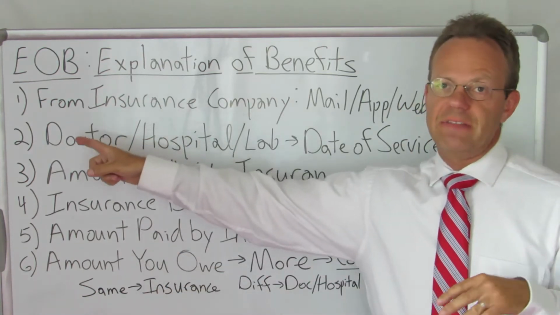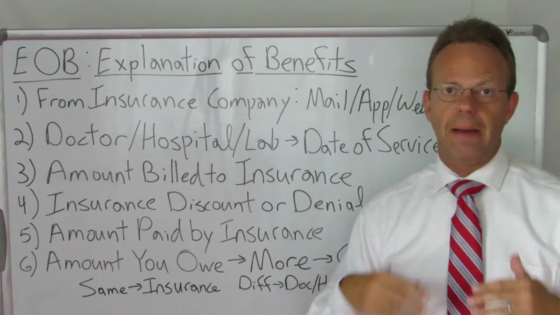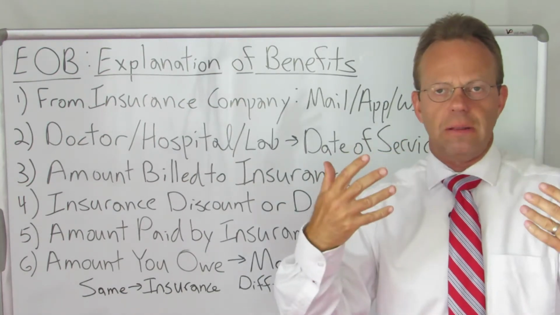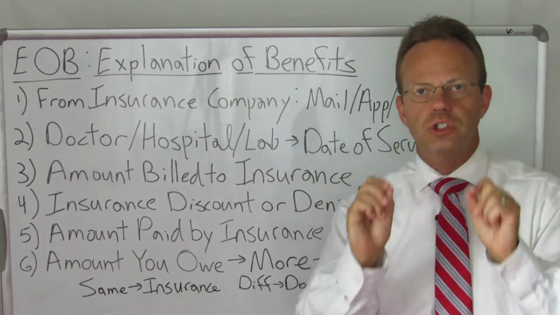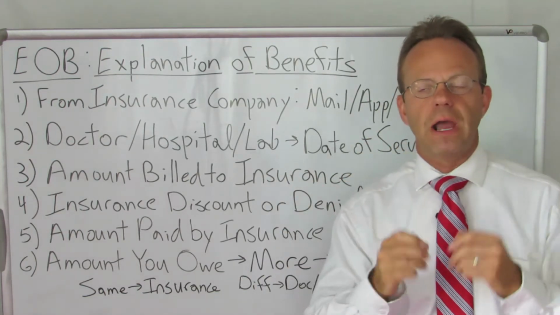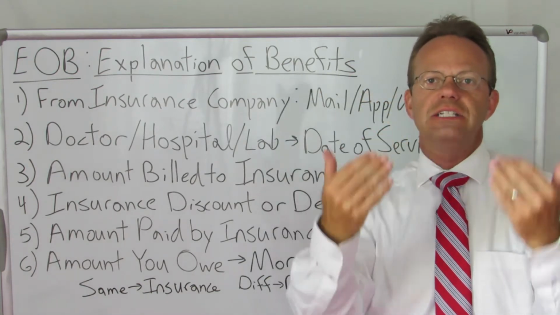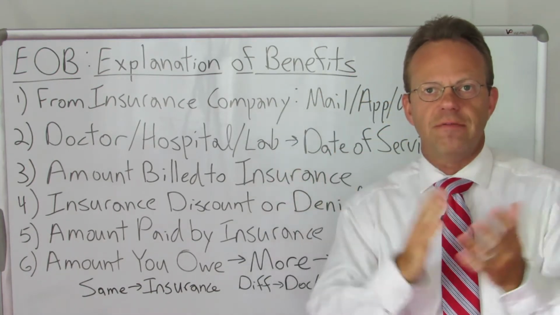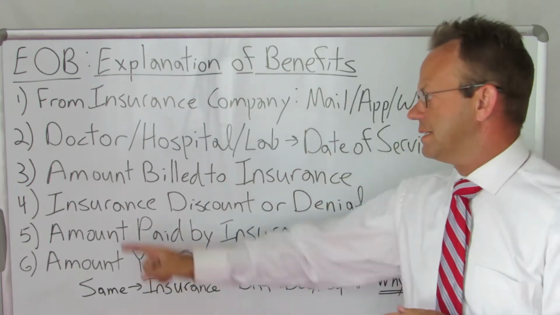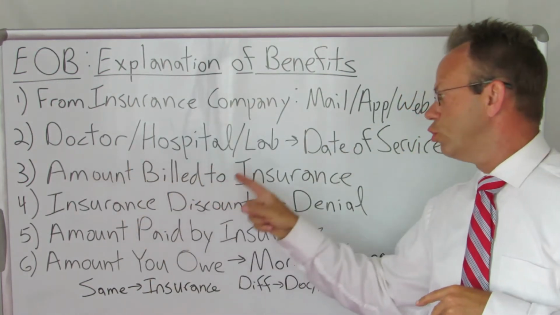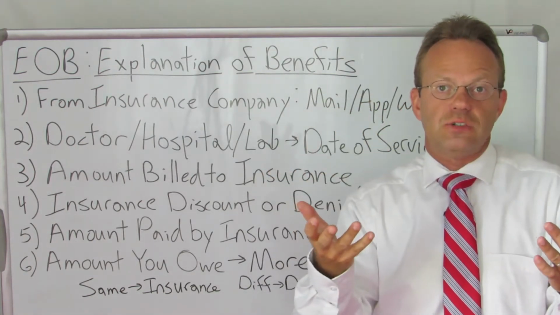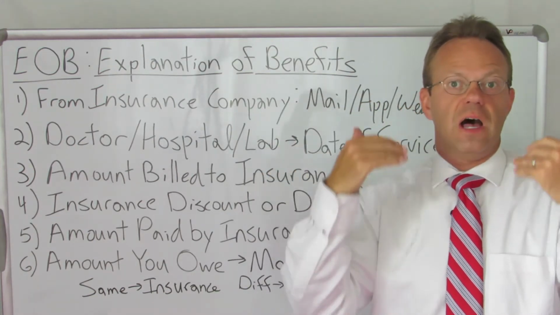So one, it's going to have the name of the doctor or hospital or the lab where you had service. Now, you might not recognize it. So the first thing that a lot of people say is, that's wrong. So what you want to do is look at the date of service, because that will be right. And you're going to ask yourself, okay, did I actually receive care or have a visit on that date? And if you did, it's probably correct. Next up, the amount billed to the insurance company by the doctor or the hospital lab is going to be listed as well. You look at it, you say fine, you move on.